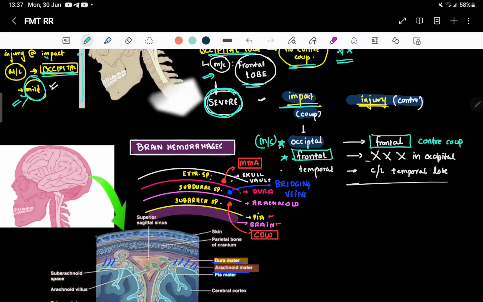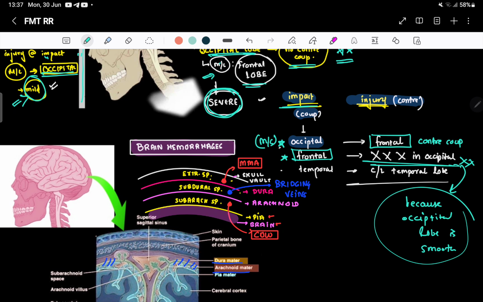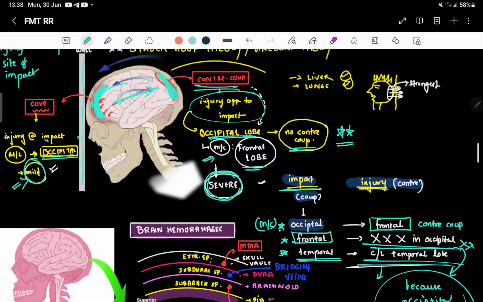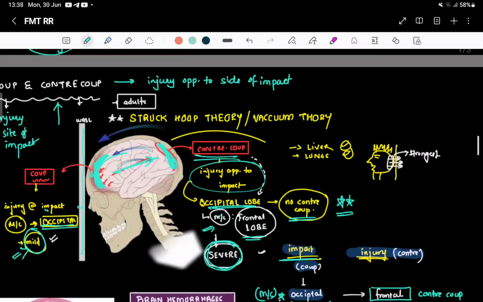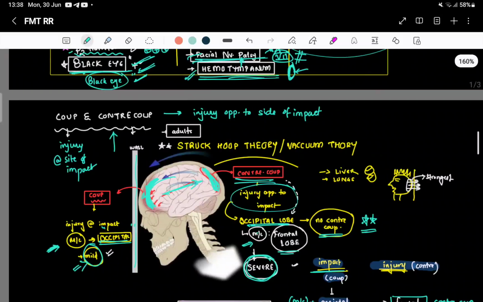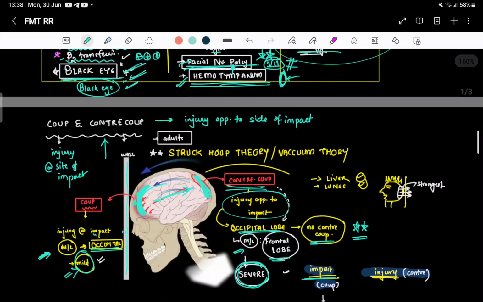With frontal impact, there is no occipital contrecoup, because the occipital lobe is smooth, and there is not much trauma to the brain. With temporal impact, there will be contralateral temporal lobe injury. With this we come to the end of the skull.